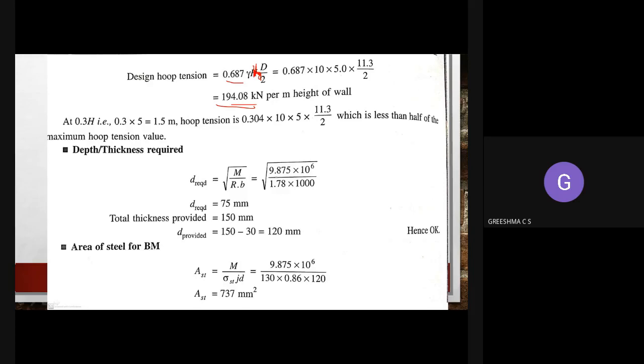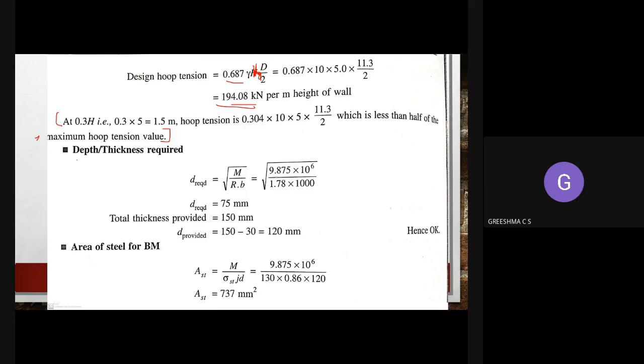So we have got the maximum values of hoop tension, bending moment and shear force. For now, don't care about this sentence. We'll deal with this later, otherwise you will get confused if you see it now.